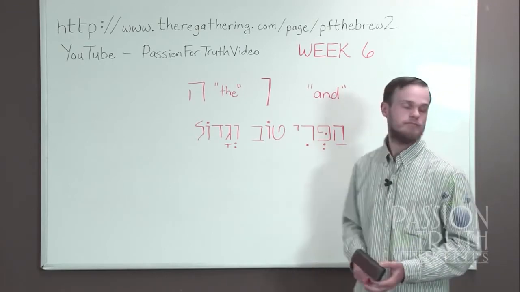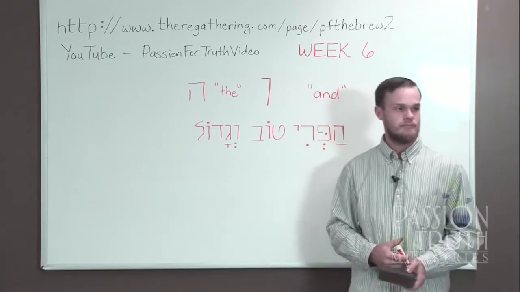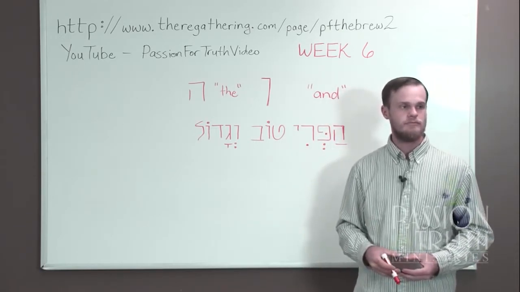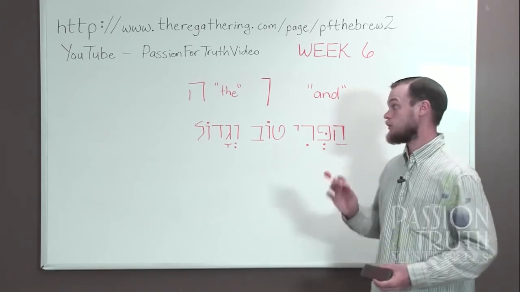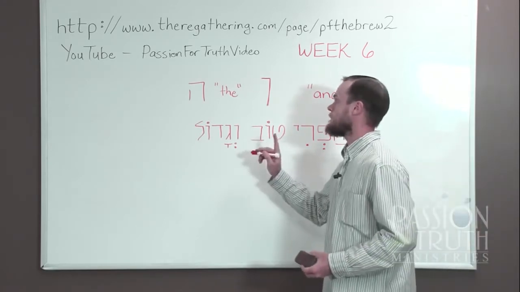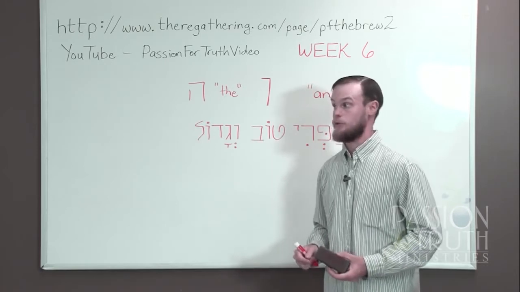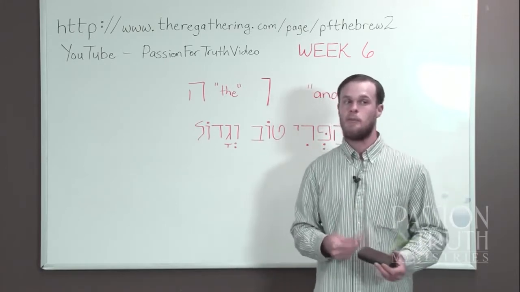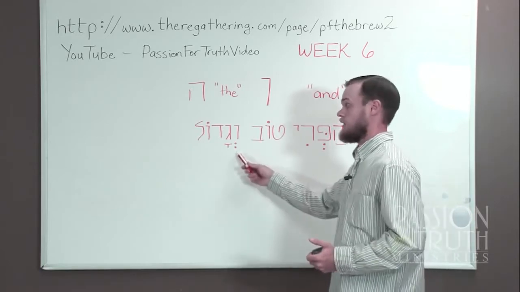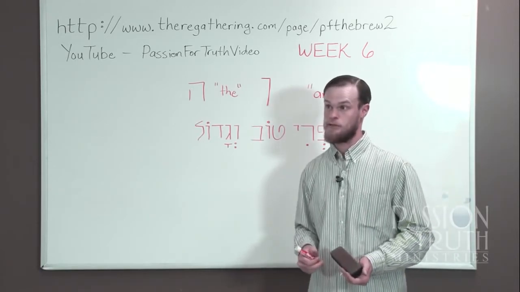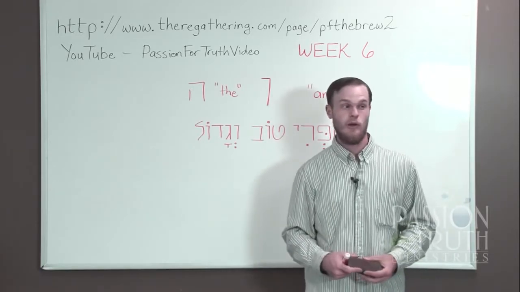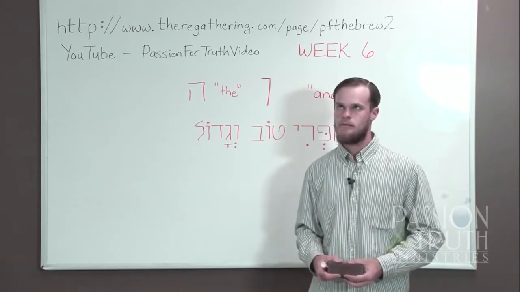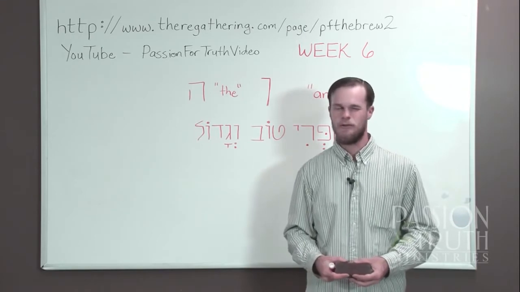Another question: when that vav is used as "and," does it always have that shavah with it? Good question. Does the vav always have a shavah under it when it's used as a prefix? The answer is no, but it does very frequently have a shavah underneath it when used as a prefix. You will see other vowels too. I'll go over that another time too.